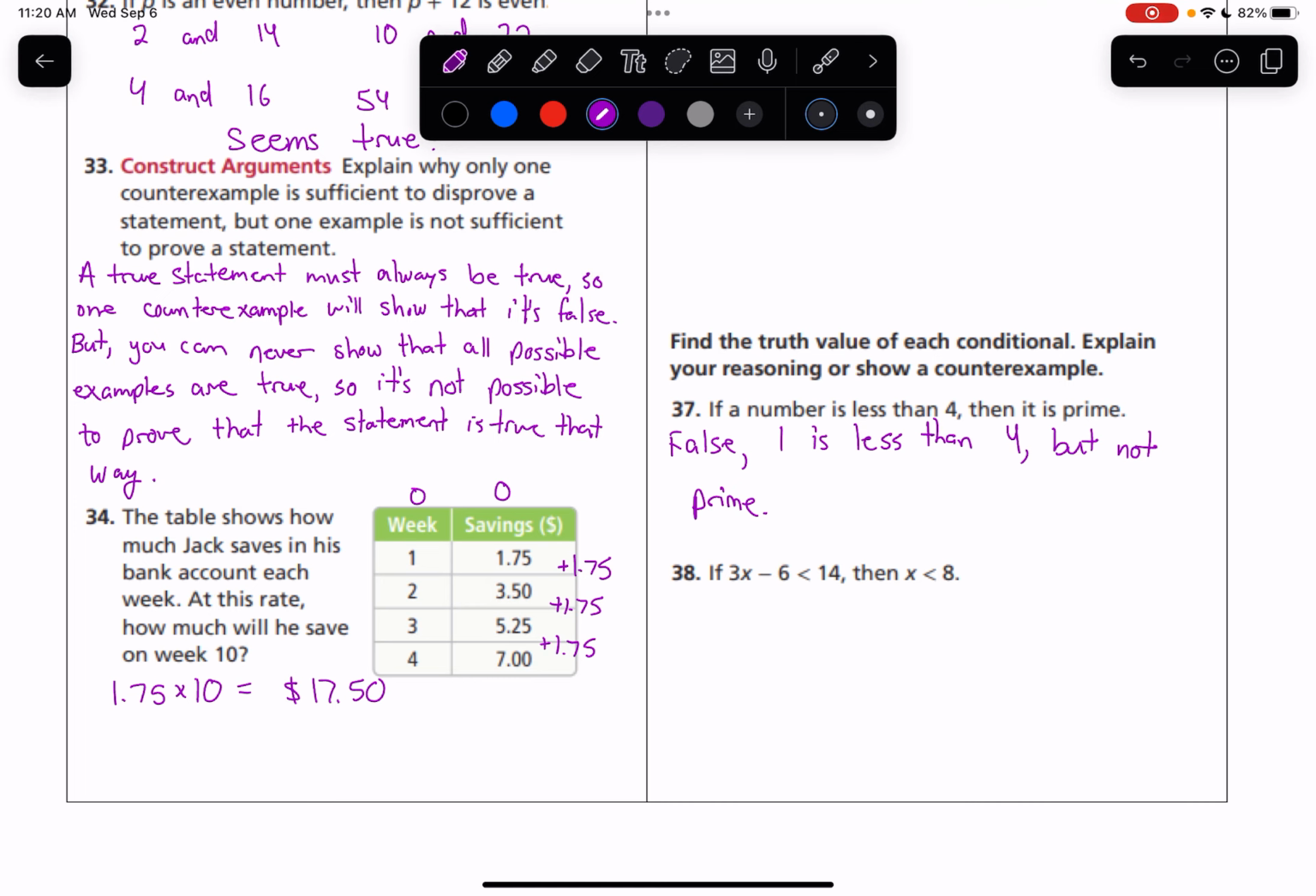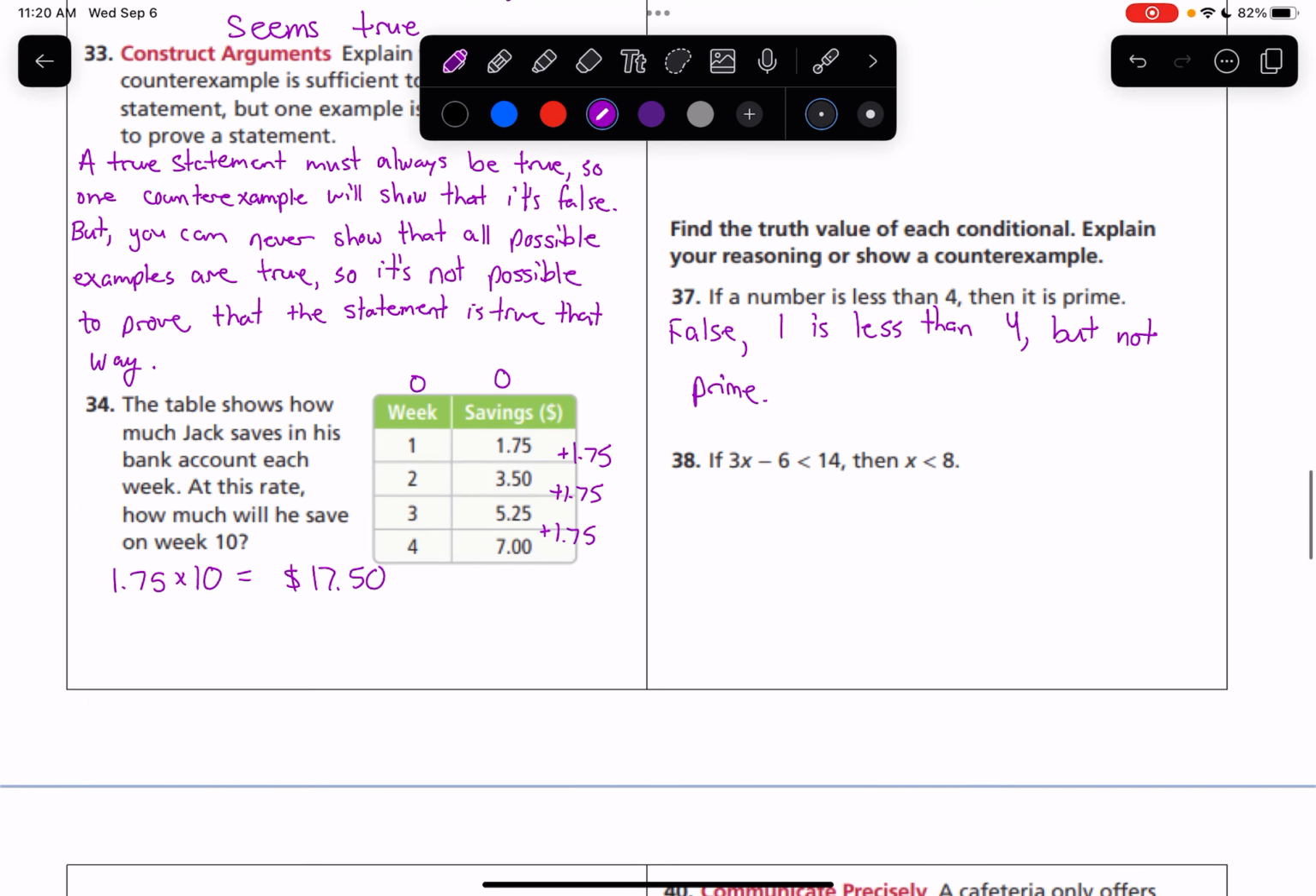Number 38. If 3x minus 6 is less than 14, then x is less than 8. Well, we can solve this to find out if that's true or not. We can add 6 to both sides: 3x is less than 20. Divide both sides by 3. And so we have x is less than 20 over 3, which is like 6.6 repeating. And if x is less than 6.6 repeating, then x has to be less than 8.